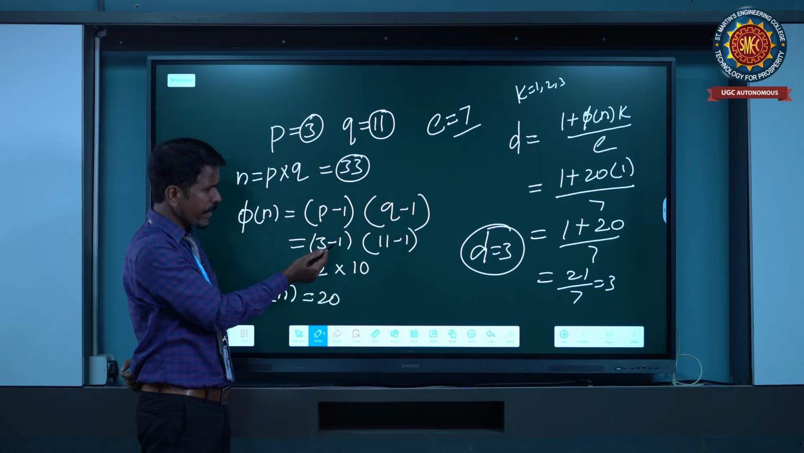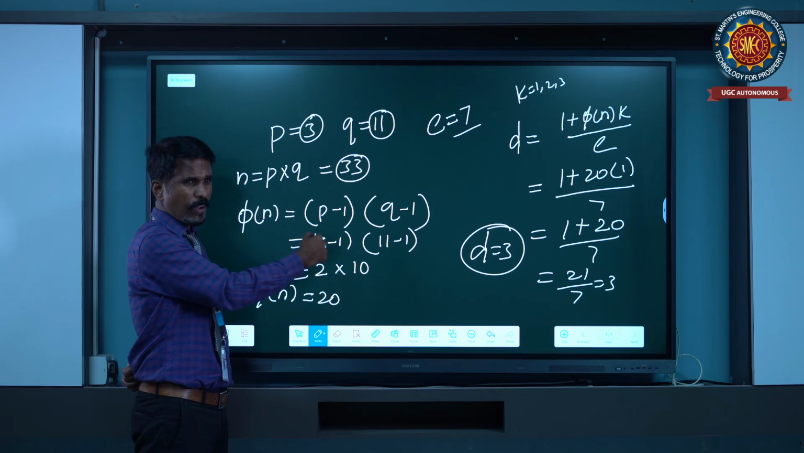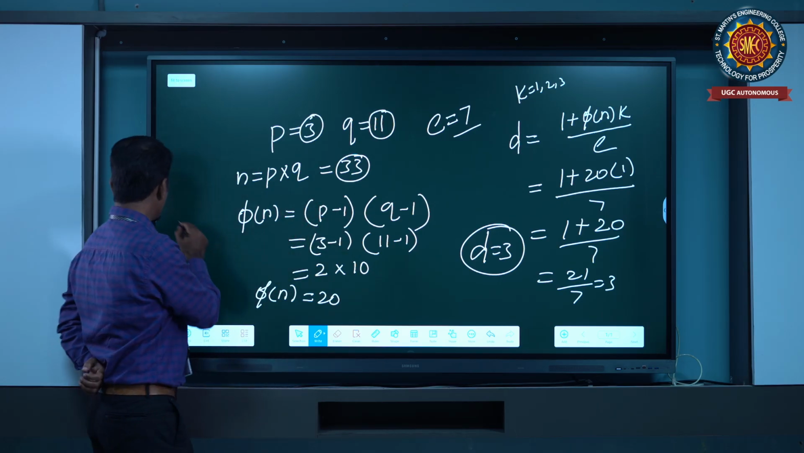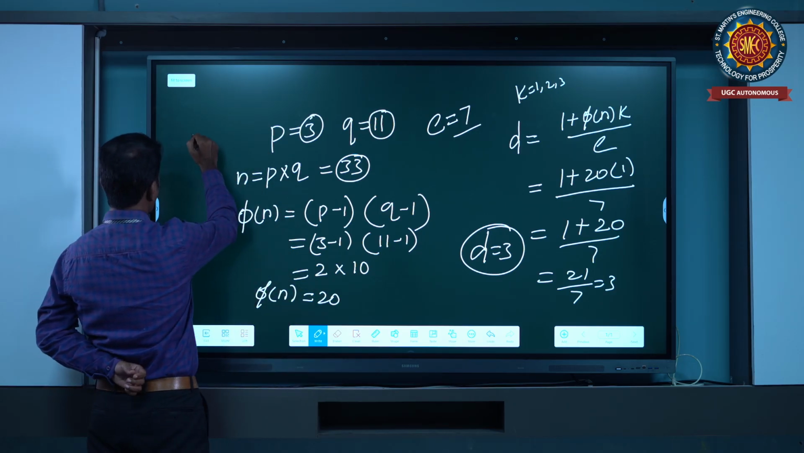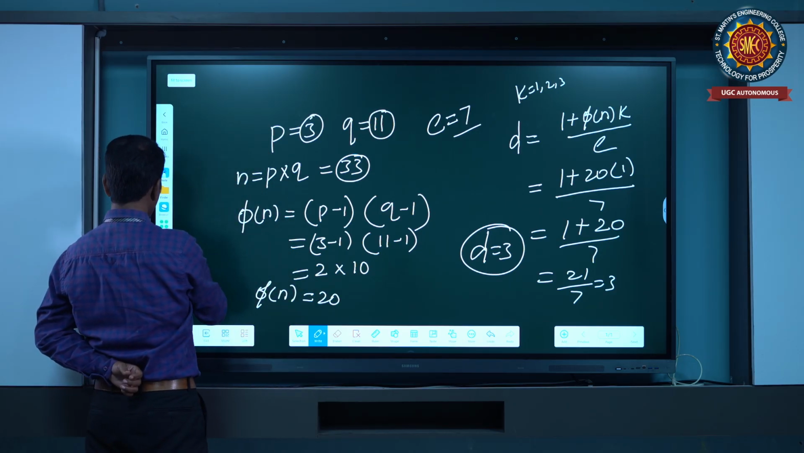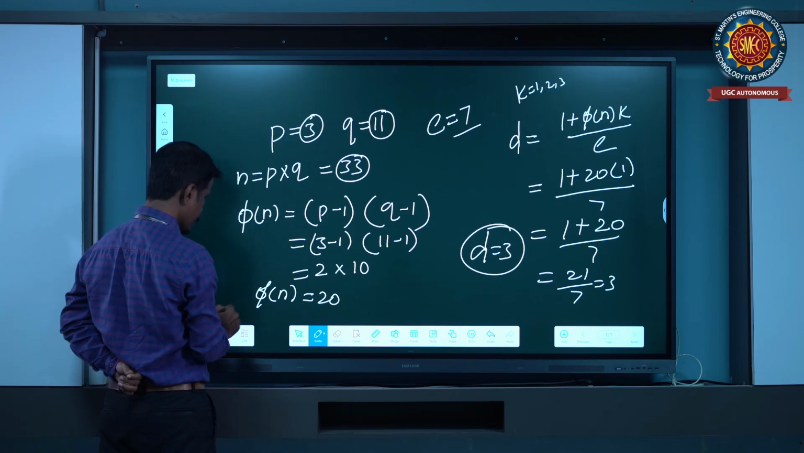After you find the d value, next we have to apply the formula. What the formula is, I will show next; I have to move to the slide.